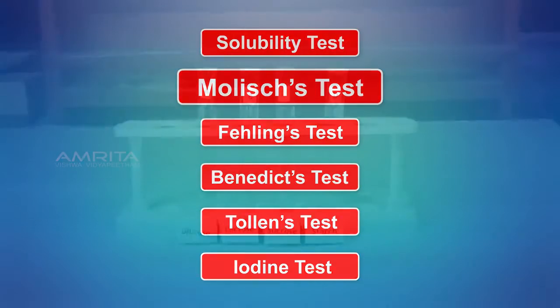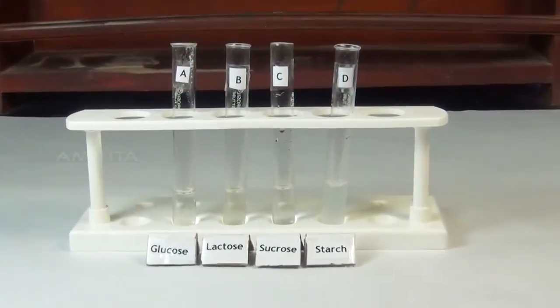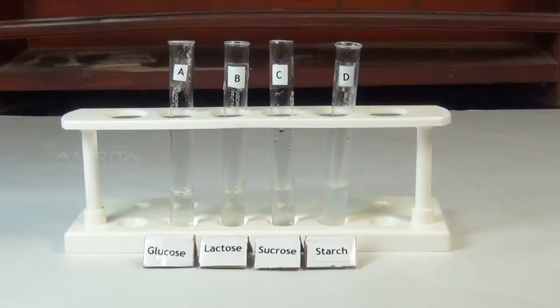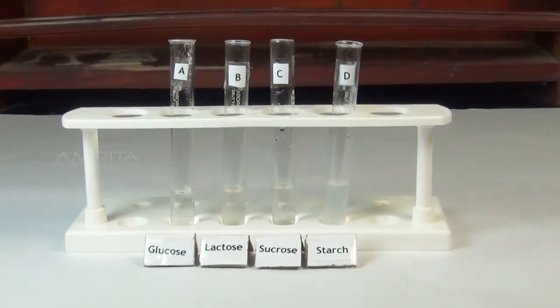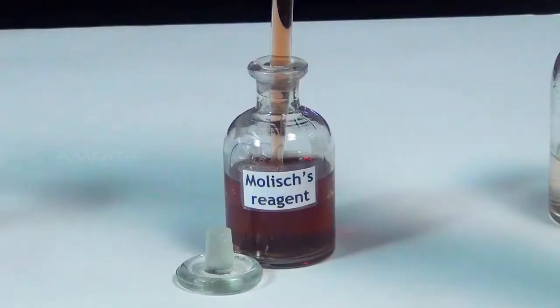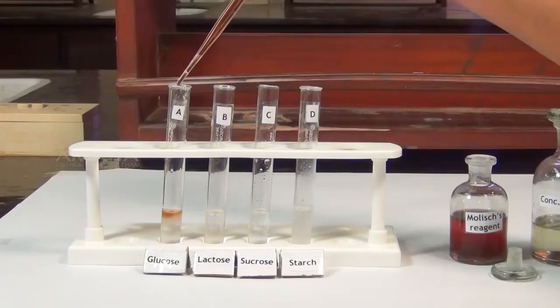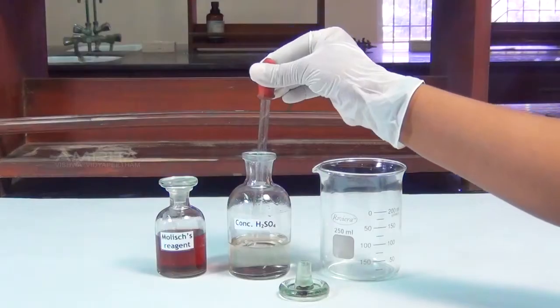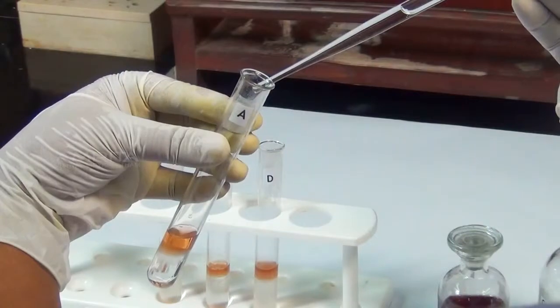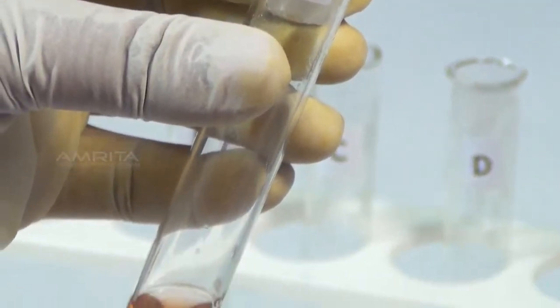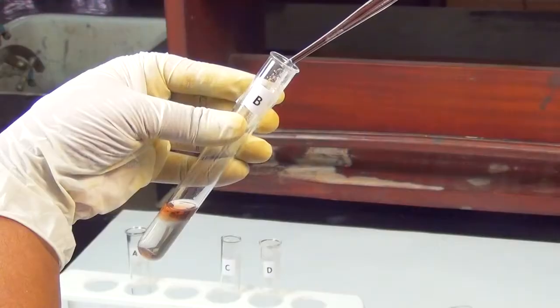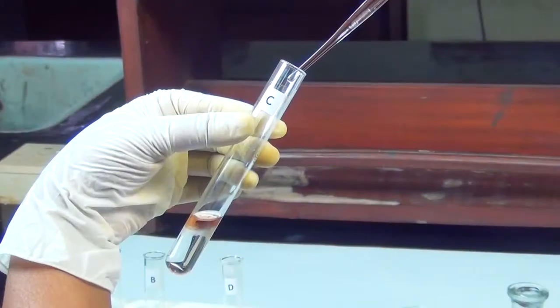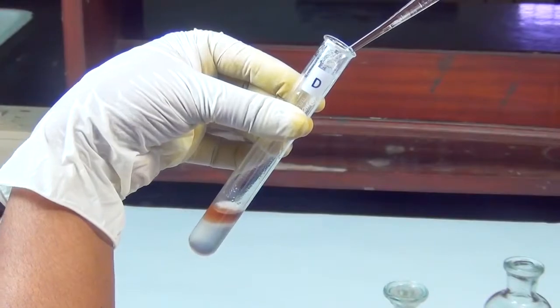Molisch's test. Take a small quantity of aqueous solutions of glucose, lactose, sucrose and suspension of starch in 4 test tubes A, B, C and D respectively. Using a dropper, add a few drops of Molisch's reagent to the test tubes. Take test tube A and pour a small amount of concentrated sulfuric acid slowly along the side of the test tube. Similarly, pour concentrated sulfuric acid into the other test tubes B, C and D.